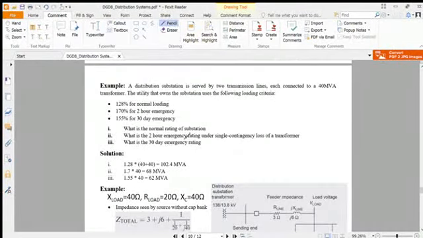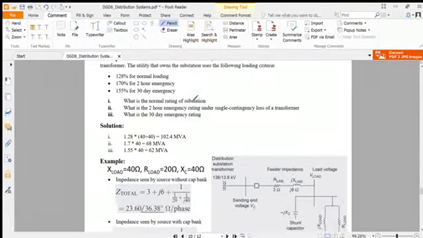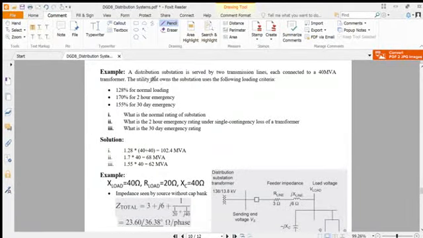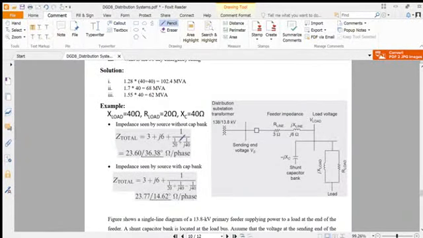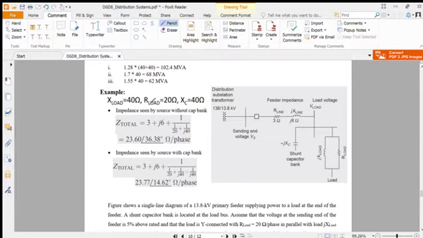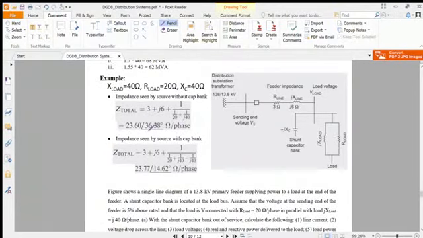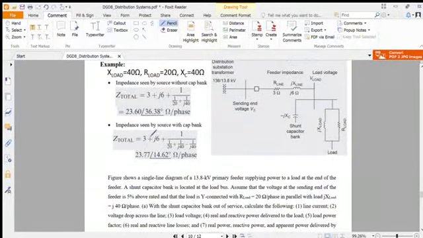Here you see some examples. A distribution substation, you can do it by yourself. It's an easy one. Let me know if you face any problem. So let's see another big example here. You probably saw the last example.